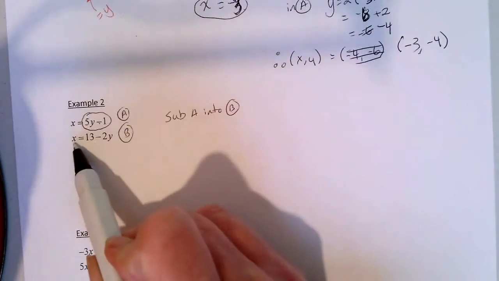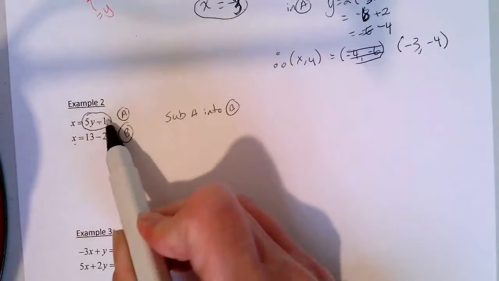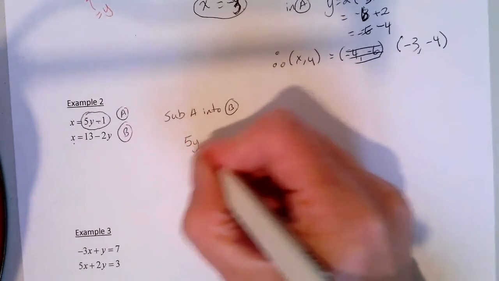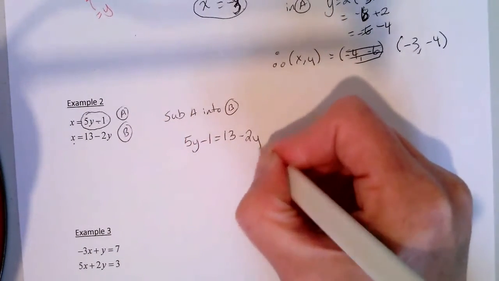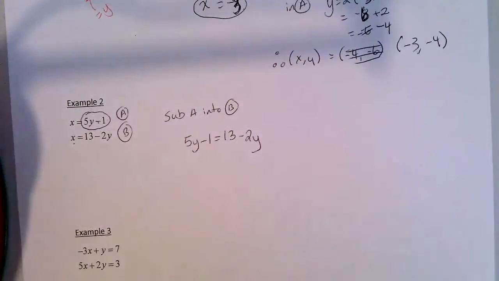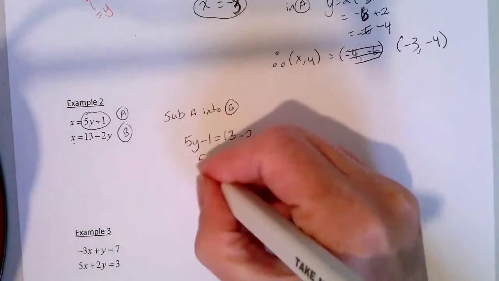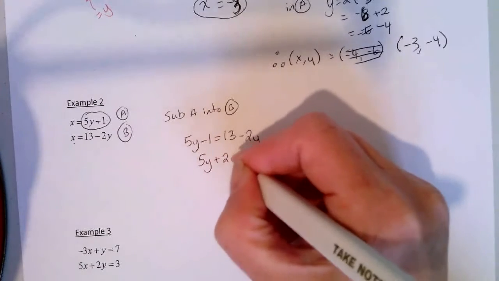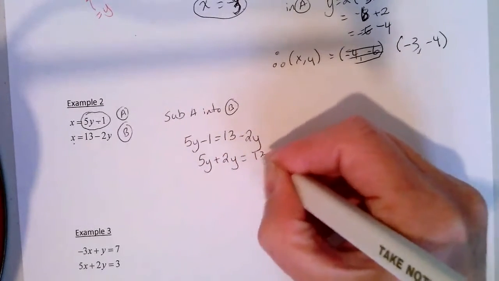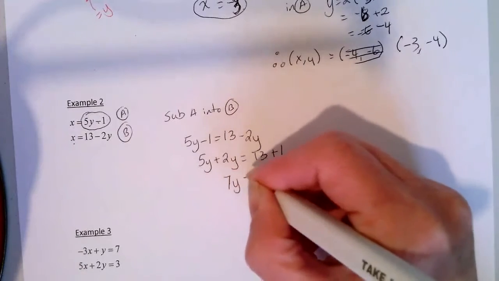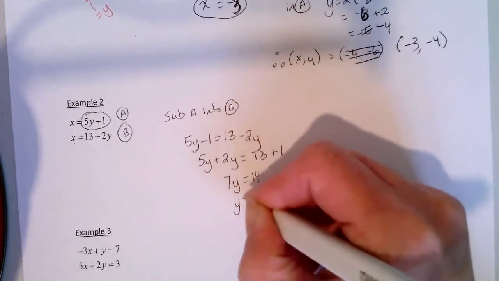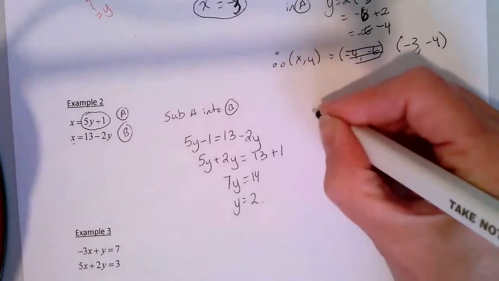So I'm going to replace this x here with 5y minus 1. Now this time our equation, when we do the substitution, we're left with an equation involving y. So we're going to isolate for y this time. So I'm rearranging. So 7y equals 14, so y is equal to 2.